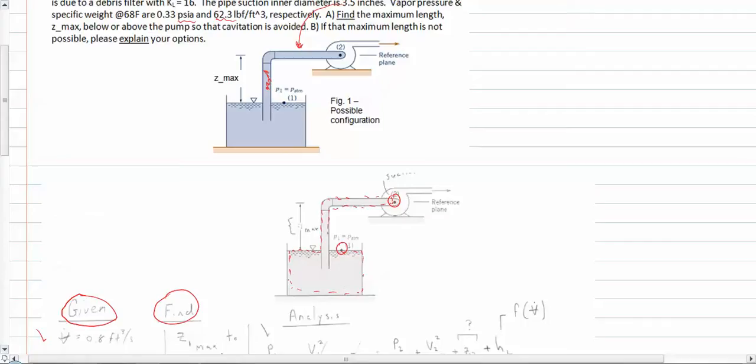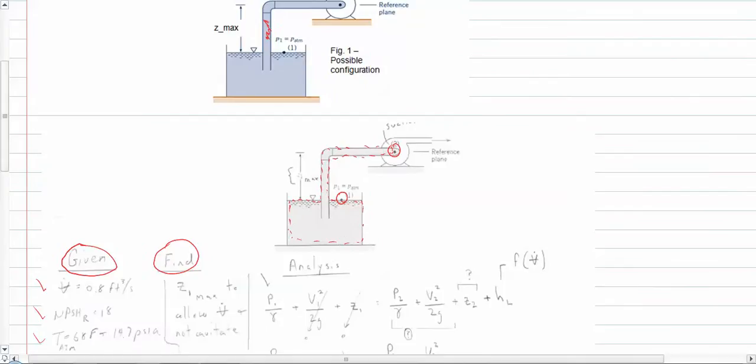Notice that this control volume does not include the pump. Writing out on the left-hand side, P1, V1, Z1. On the right, P2, V2, Z2, and the loss. Again, there's no pump nor turbine, so the only H that comes in addition to pressure, dynamic, and elevation heads, is the loss.